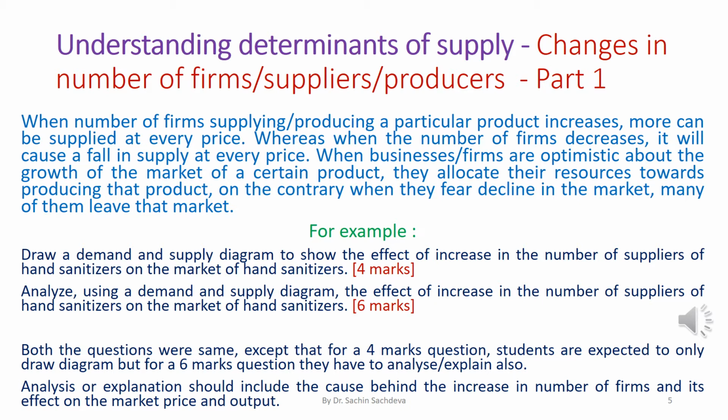Now, why will the firms increase or decrease in number? When a business or firm is optimistic about the growth of the market of a certain product, if they are hopeful that this product will continuously be demanded and the demand may only keep rising, new firms will also find making that product profitable, as I mentioned earlier as well. So many firms will start allocating their resources towards producing that product. On the contrary, when they fear decline in the market, many of them leave that market.